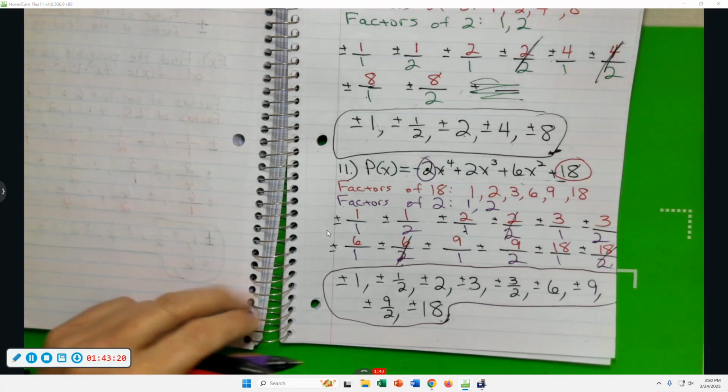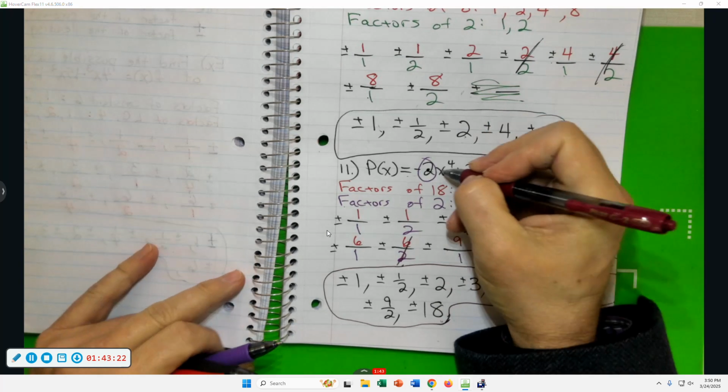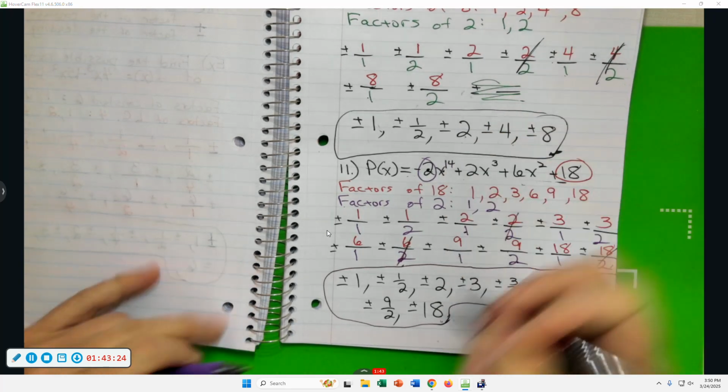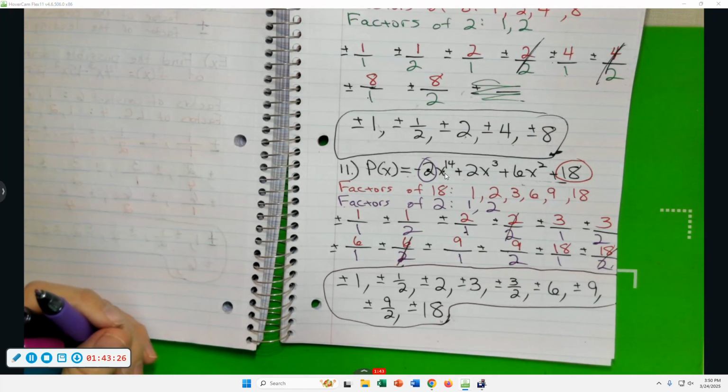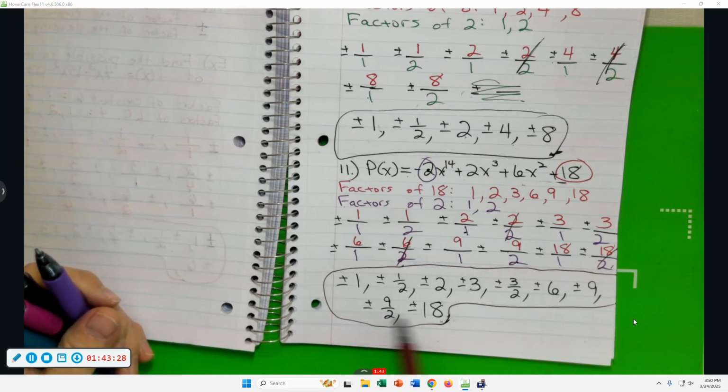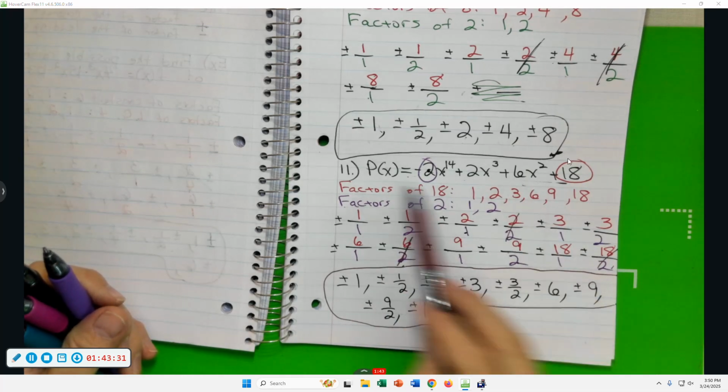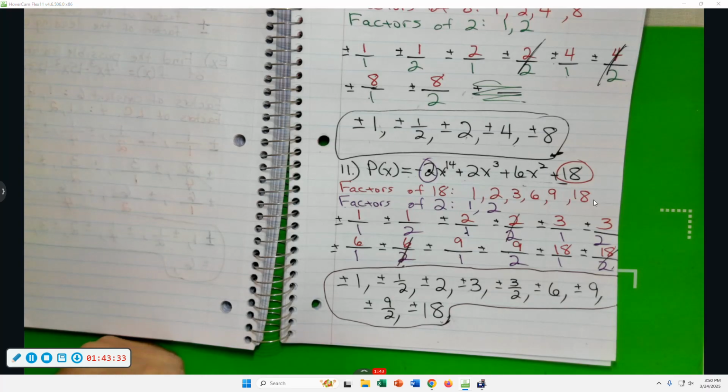Suppose, let's change this. Instead of an x to the 4th, suppose that were an x to the 14th power. These are still the only numbers that could possibly make that equal 0. Wow. We're the only ones impressed by this, aren't we?